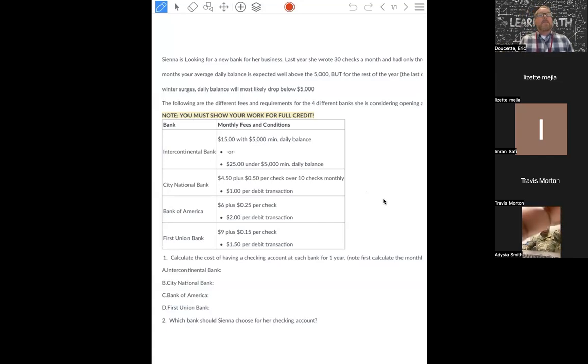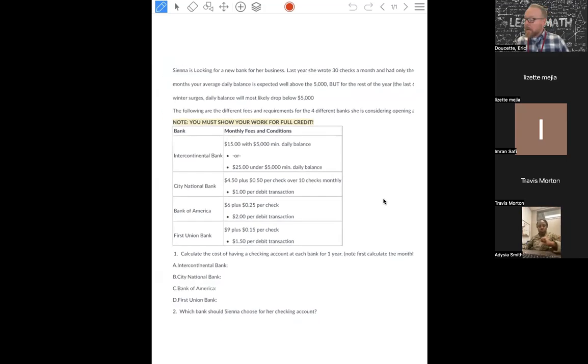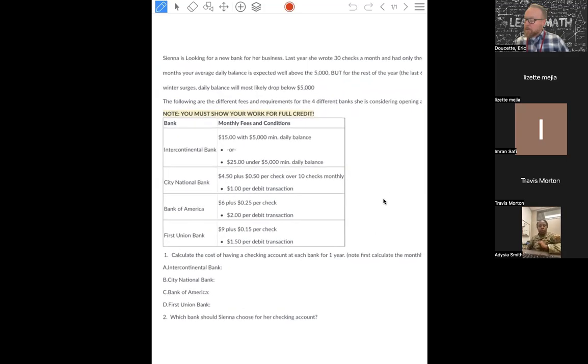And so as it says there, Sienna's looking for a new bank for a business. Last year, she wrote 30 checks, and you can't see it, but she only had 3 transactions. I kind of cut it off there. I don't know why I cut it off. Your average daily balance is well above the 5,000, as it says there, and your daily balance will most likely drop below 5,000. So basically, the question is cut off, and I'm so sorry.